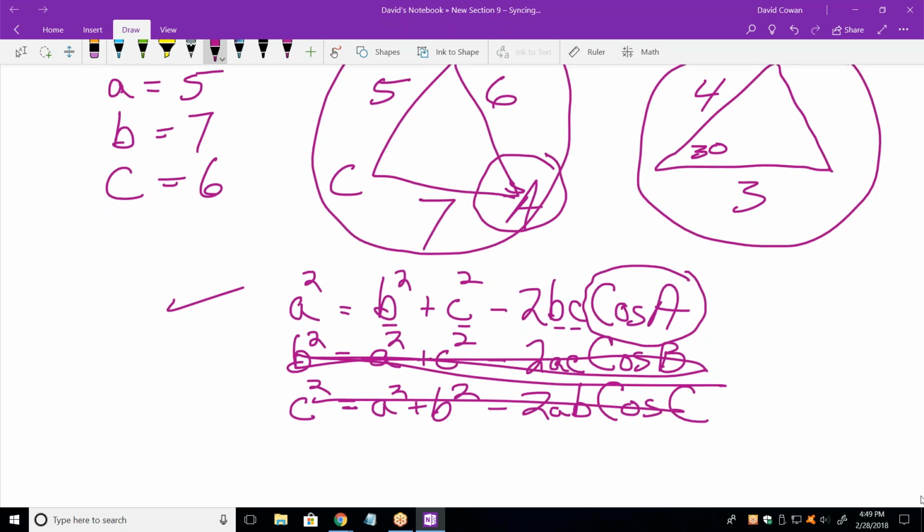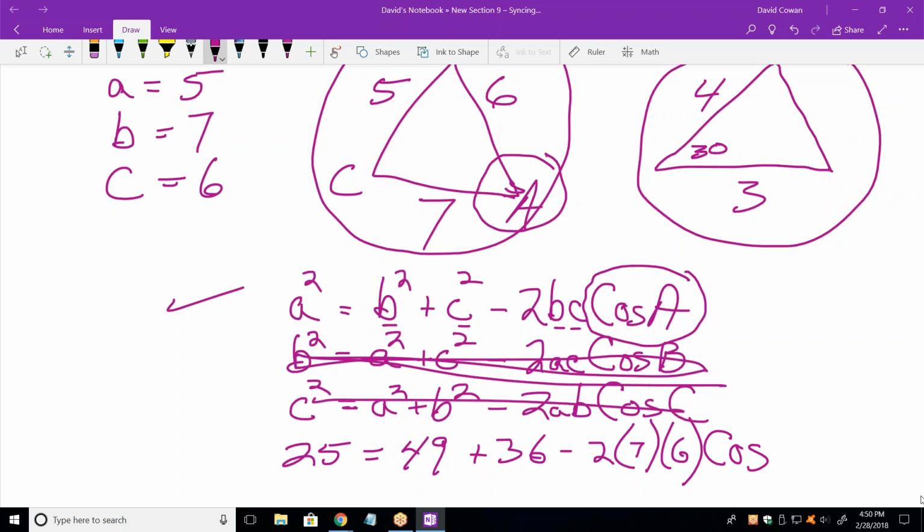25. What's b squared? 49. Is that what you said? What's c squared? 36. Minus 2 times 7 times 6 times cosine of angle A.